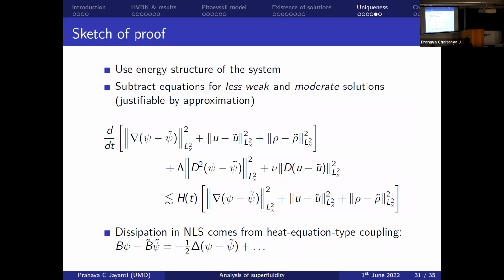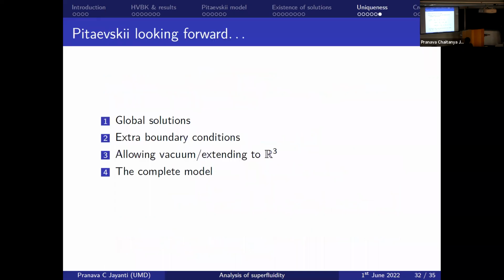The proof of that is by using the energy structure of the system. We subtract the equations for the less weak and the moderate solutions, and then set up, again, a Gronwall's inequality. So you have d/dt of something is less than some integrable function times the same thing. And because this is integrable, we show that for as long as these solutions exist, they must be unique, since the initial condition of this quantity is 0, right? They all start from the same data. So this difference is 0 initially, and its rate of change is bounded by a linear function. So they must remain 0 for as long as they exist. Okay, so this is our uniqueness result for the Pitevsky model.